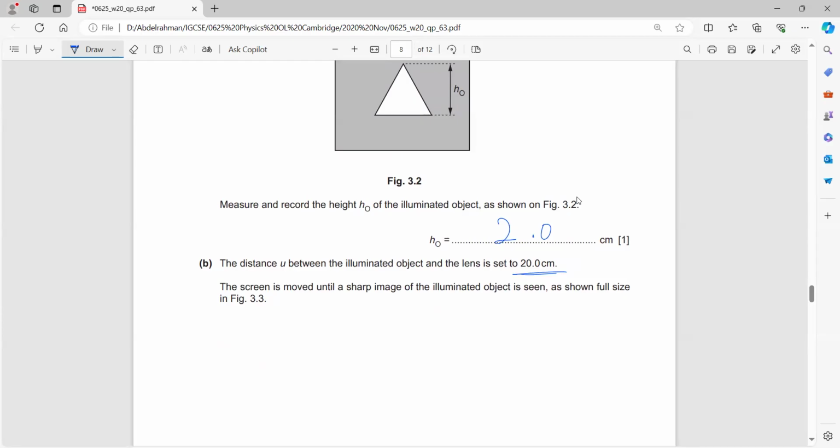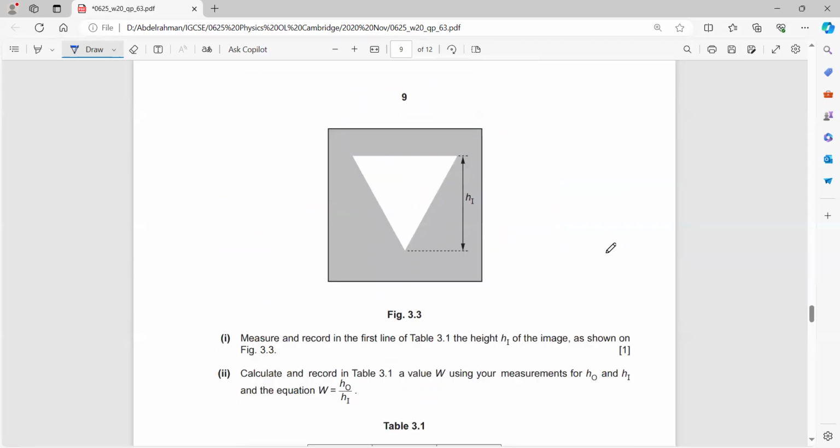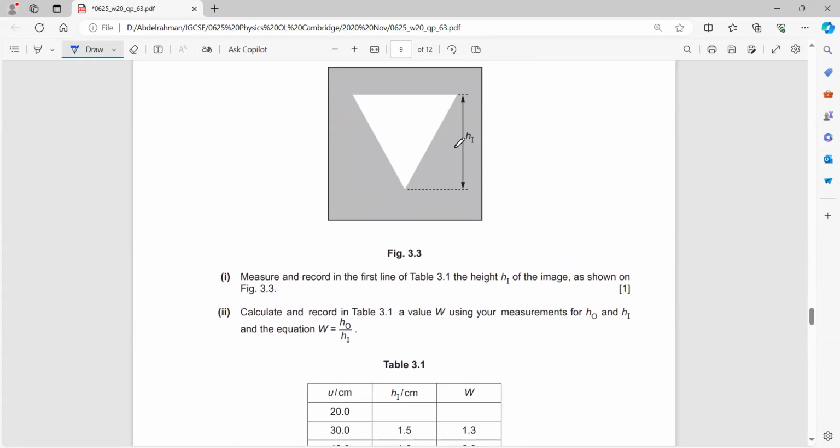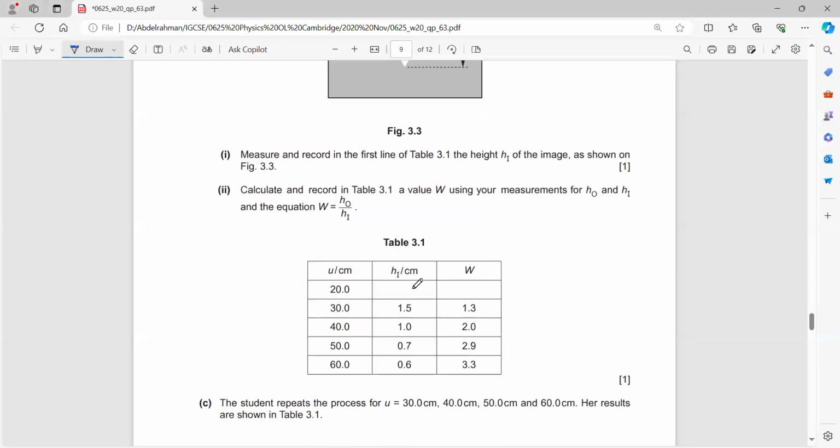This is the actual distance. The screen is moved until a sharp image is seen. Measure and record the height hi. This is the image. I will measure it using the ruler. Again, your measurement might be slightly less. It should be 3.7. I will write down 3.7 for hi. It could be slightly less than 3.7.